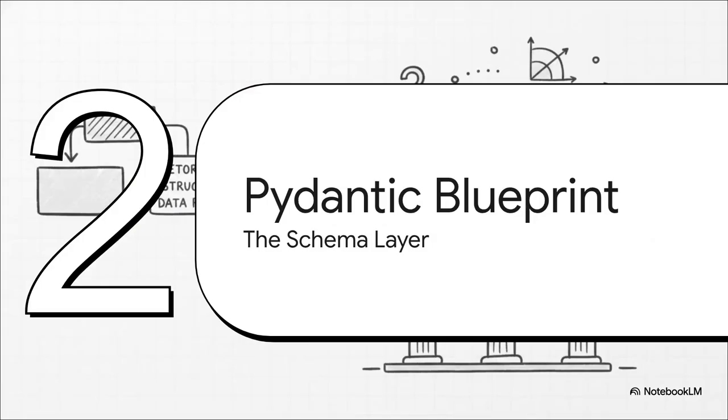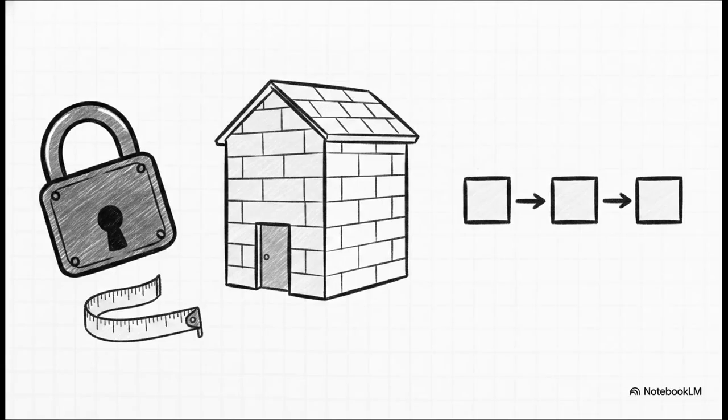Let's move on to Section 3, Pydantic, the schema blueprint. So how do we actually define these schemas without losing our minds writing raw JSON? Well, that's where Pydantic comes in as our architectural blueprint sitting directly between your raw Python code and the API.